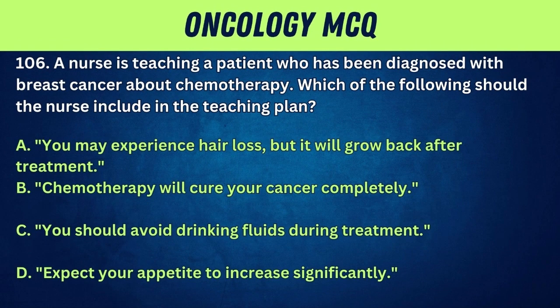106. A nurse is teaching a patient who has been diagnosed with breast cancer about chemotherapy. Which of the following should the nurse include in the teaching plan? A. You may experience hair loss, but it will grow back after treatment. B. Chemotherapy will cure your cancer completely. C. You should avoid drinking fluids during treatment. D. Expect your appetite to increase significantly.